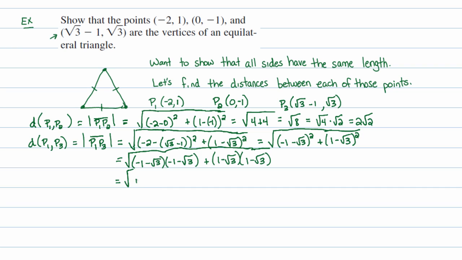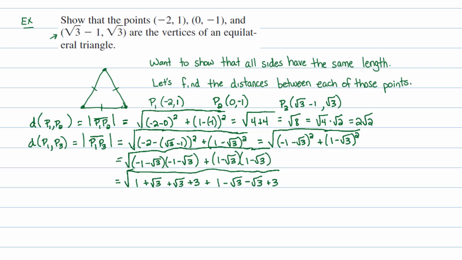Negative 1 times negative 1 is positive 1. Negative 1 times a negative root 3 is a positive root 3. Negative root 3 times a negative 1 is a positive root 3. And finally, negative root 3 times negative root 3 is a positive 3. The next one, plus 1 times 1 is 1, that's easy. 1 times a negative root 3 is a negative root 3. Negative root 3 times 1 is a negative root 3 as well. And finally, negative root 3 times negative root 3 is again a positive 3.